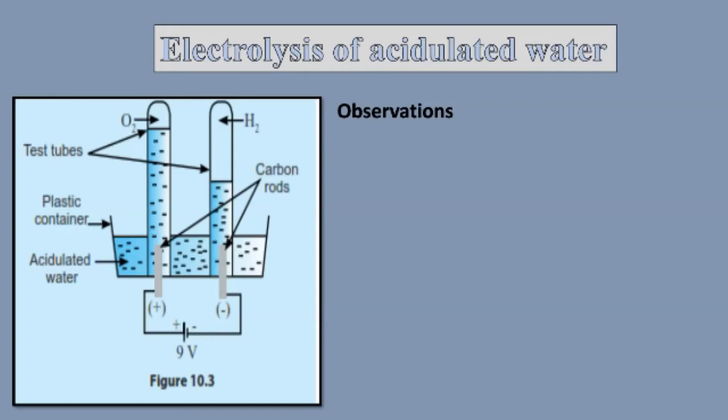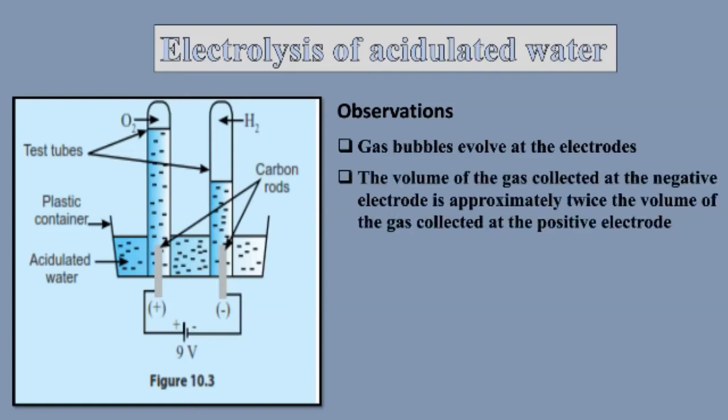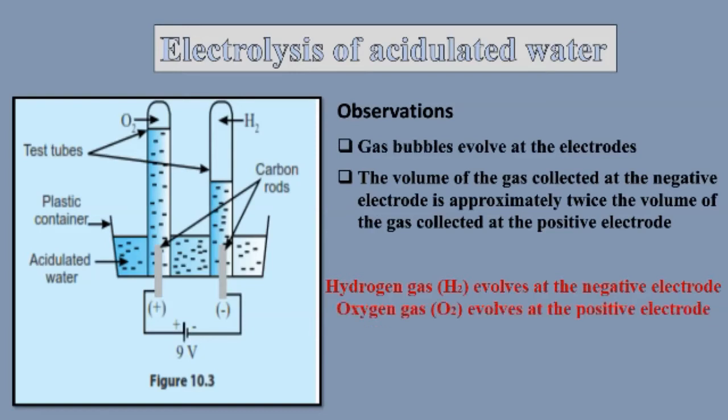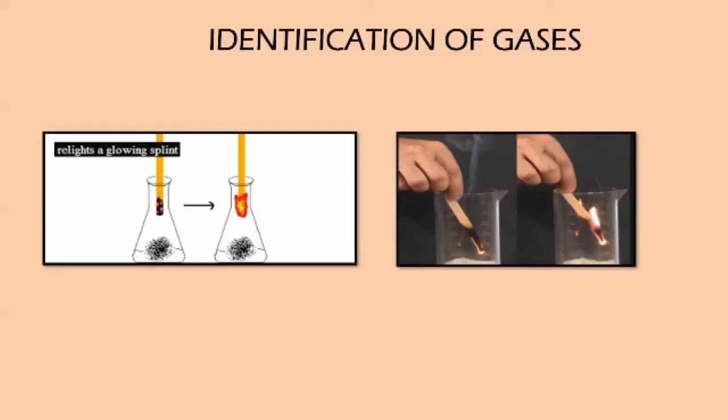Now let us look at the observations of this experiment. Gas bubbles evolve at the electrodes. The volume of the gas collected at the negative electrode is approximately twice the volume of the gas collected at the positive electrode. Now, what gases could these be? Hydrogen gas evolves at the negative electrode and oxygen gas evolves at the positive electrode. So, how are we going to identify these two gases? Now, let us do some experiments to identify the gas.